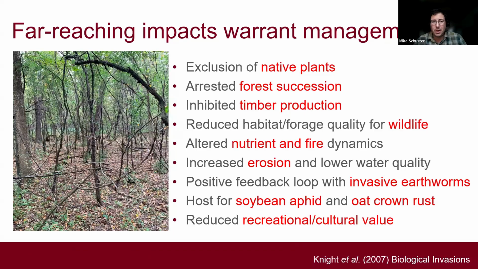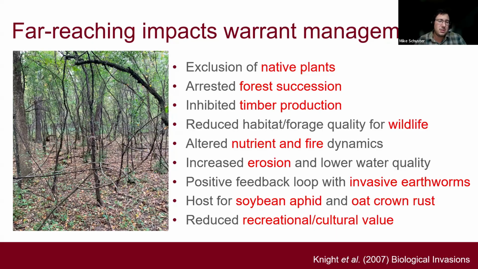And those impacts are far reaching. They cover a ton of different bases. Of course, the thing that we immediately think of is the exclusion of native plant species, but we also have tack-on effects of that. Things like arrested forest succession, right? If buckthorn is taking over the understory, we don't get the replacement of canopy trees that we might expect. We get reduced timber production. This is a massive issue, especially in the northern part of the state, where we're seeing suppression of timber species and the replacement of those timber stands by buckthorn monocultures.